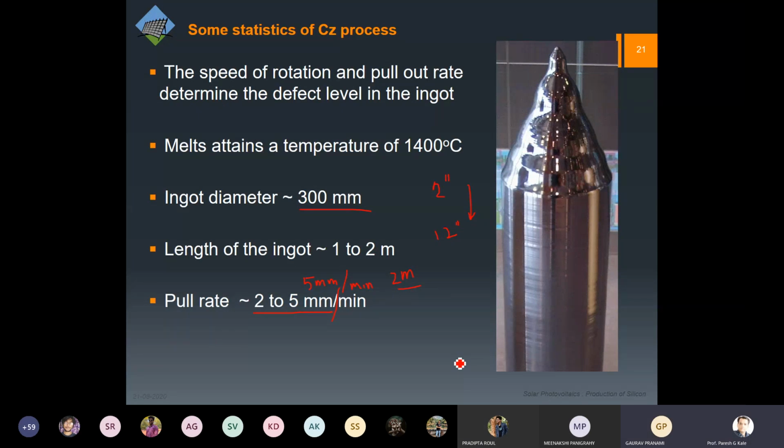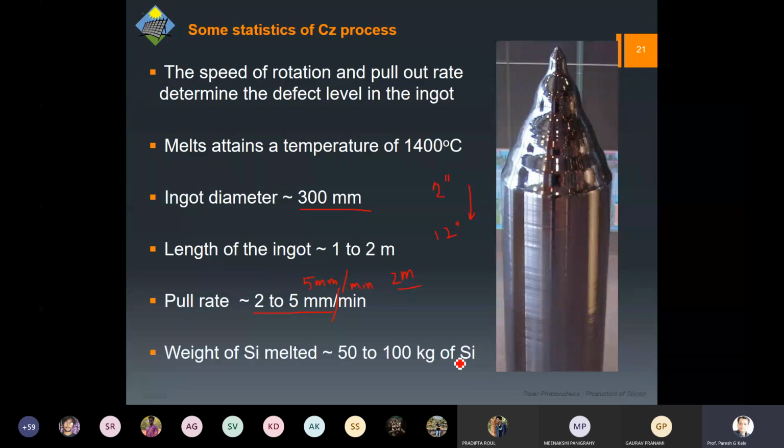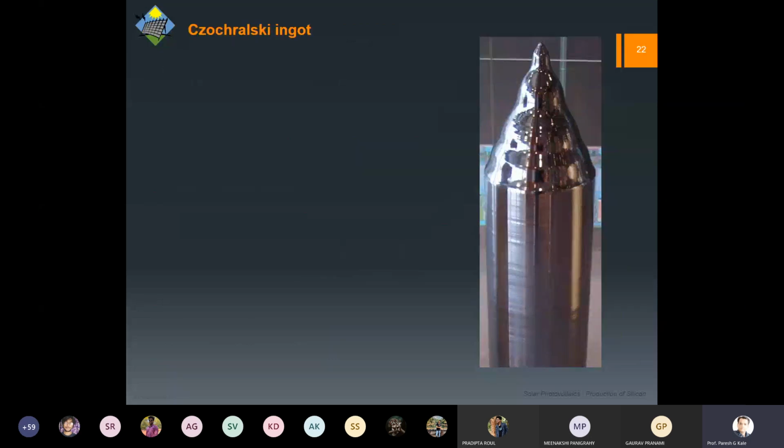6 hours, 340 minutes. 6 hours, okay, so roughly 400 minutes, so roughly 6 hours. So obviously you can understand how critical the whole process would be. The typical weight of this would be between 50 to 100 kg. Again, it depends on the size and length, but you get the idea, right? So somewhere around 100 kg, 2 meter long, and about 2 to 12-inch diameter, and that is what you are pulling out.